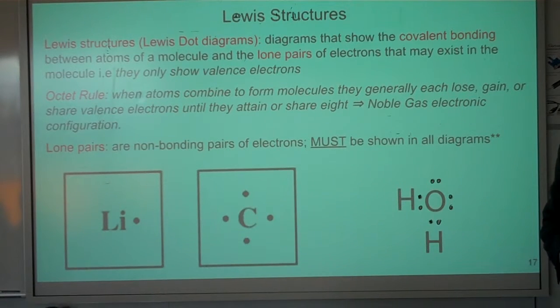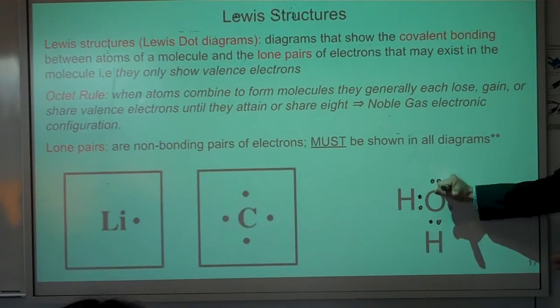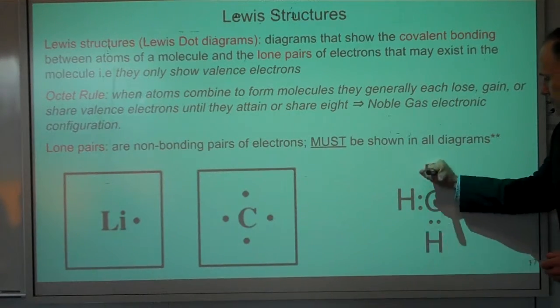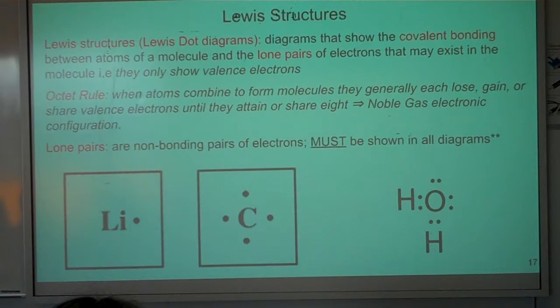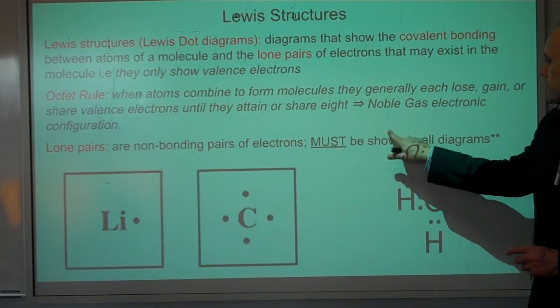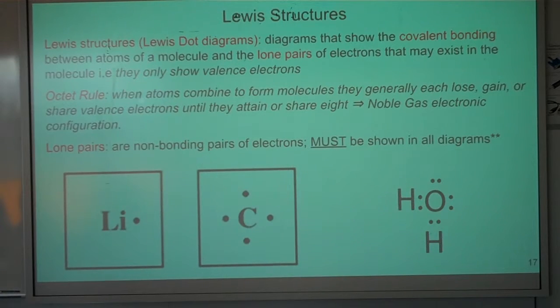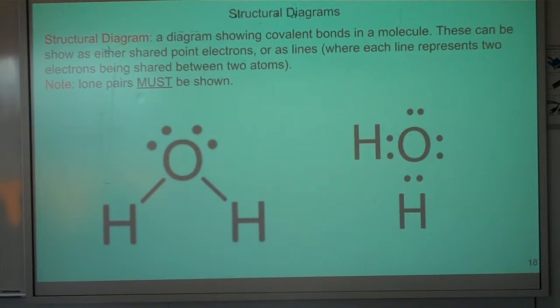So you do need to have Lewis structures. Okay, you do need to be on top of Lewis structures, and we'll be drawing some Lewis structures today. And the last one we'll look at is structural diagrams, which always appear on the exam. It's unavoidable, because when we do hydrocarbons, you need to draw them using structural diagrams. The octet rule you should have from earlier. Okay, so the last one is structural diagrams.